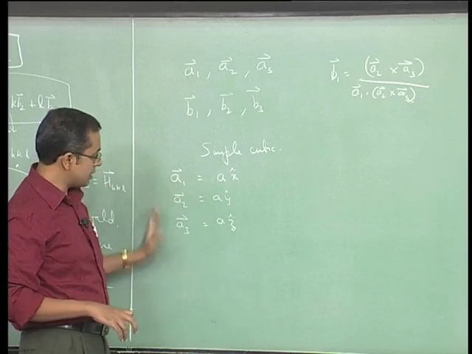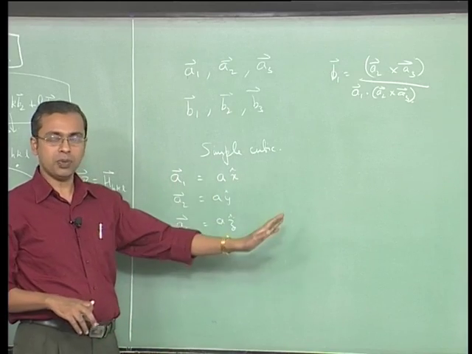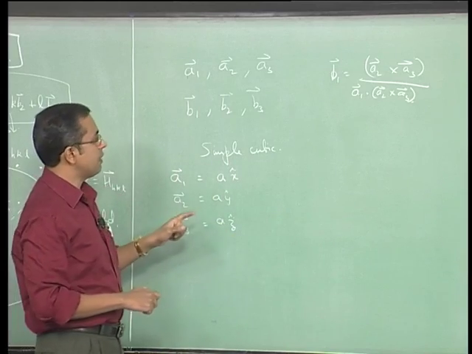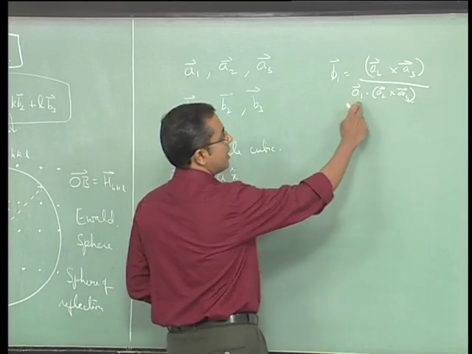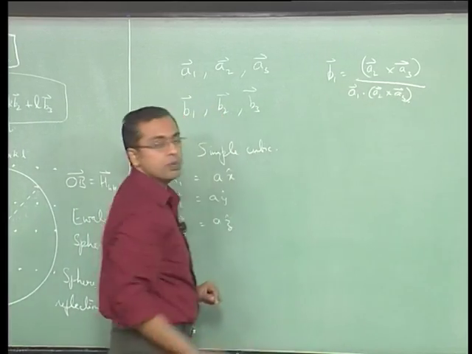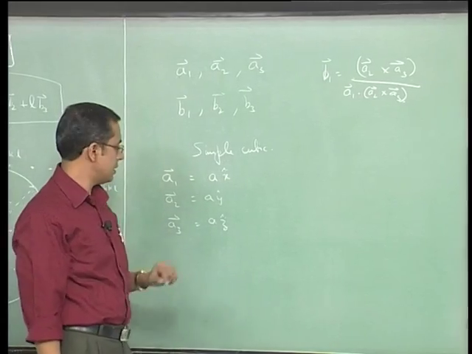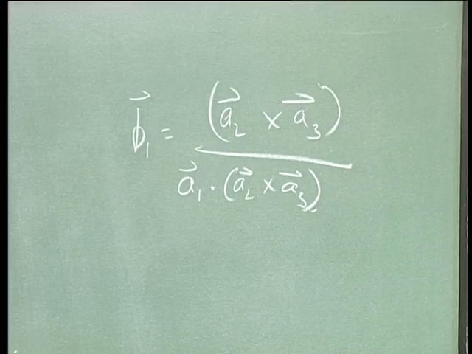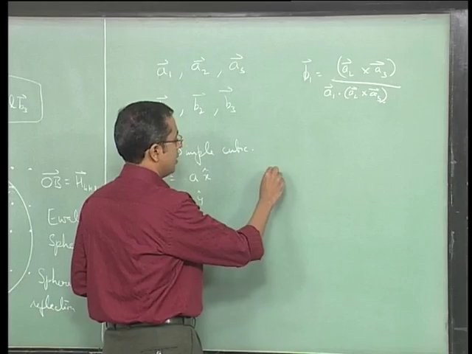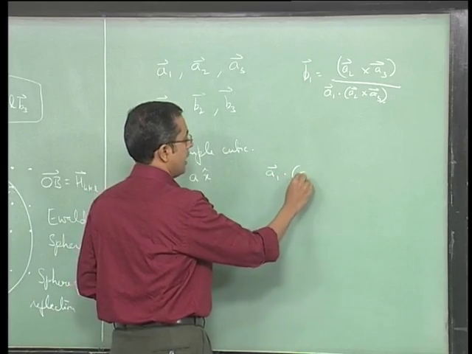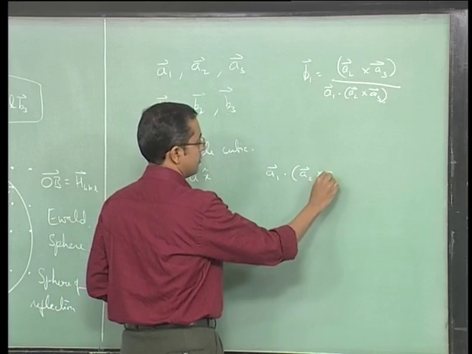So given this lattice, what is the reciprocal lattice that we will get? The first thing we need to do is calculate the bottom part, which is the volume of this reciprocal lattice. We will do that. We need A1 dot A2 cross A3.